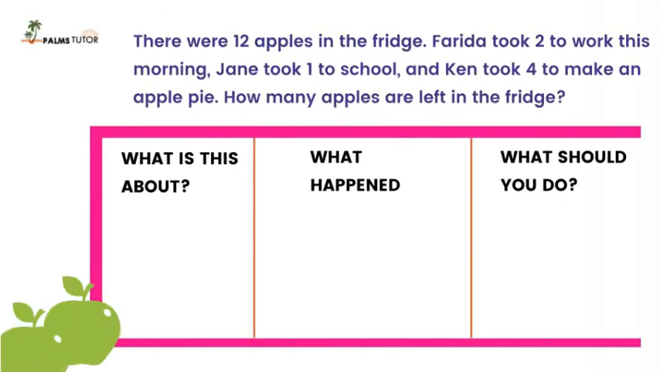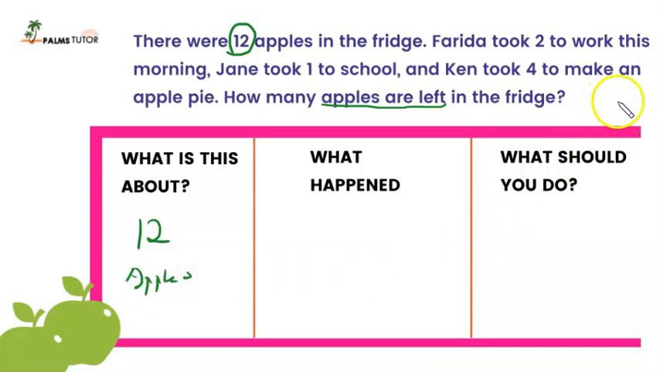Let's see one more example before we go. You can see that I am not rushing because it's better you understand this stage, right? Okay, so let's see. What do we want to know? How many apples are left in the fridge? So I want to know the apples that are left in the fridge. Okay, now there were 12 apples in the fridge. Thankfully, we have information here. How many apples? 12 apples in the fridge.